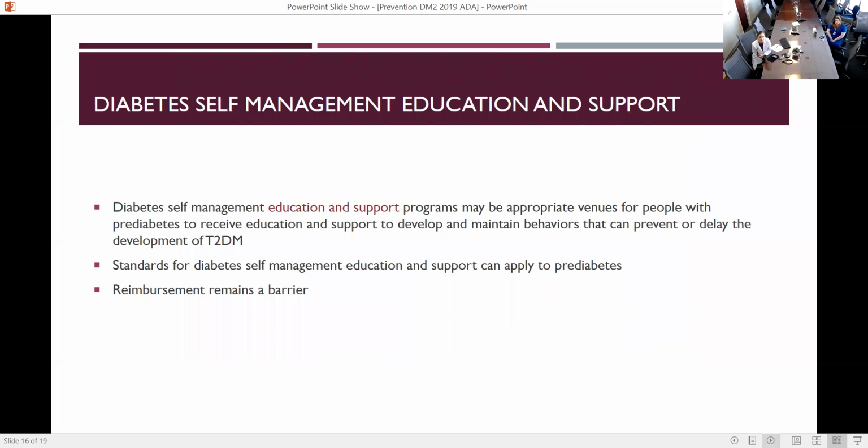So basically, diabetes self-management education and support programs could be appropriate for people with prediabetes to receive education and support, to help them maintain their behaviors and, of course, delay diabetes development. And like I said before, this is kind of redundant, but sometimes reimbursement is a barrier, but still strive to help patients with that.